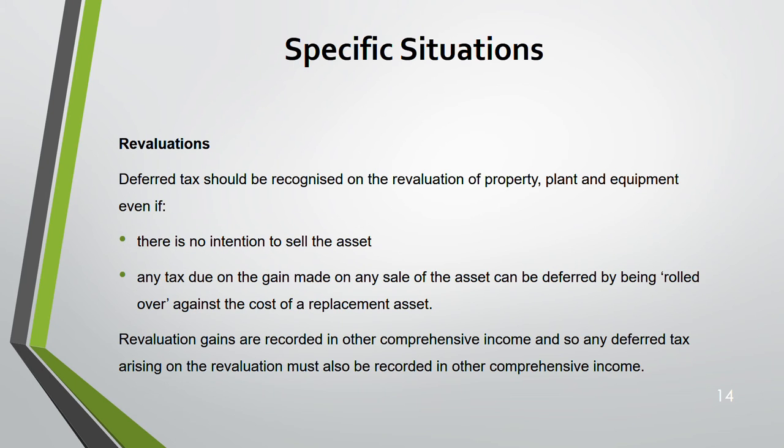Then any revaluation gain, revaluation gains are recorded where? They're recorded under other comprehensive income. So any deferred tax from the revaluation gain will also go under other comprehensive income, because earlier we said that anything that goes under other comprehensive income, deferred tax also will go there. If it goes in P&L, deferred tax also will go in P&L.